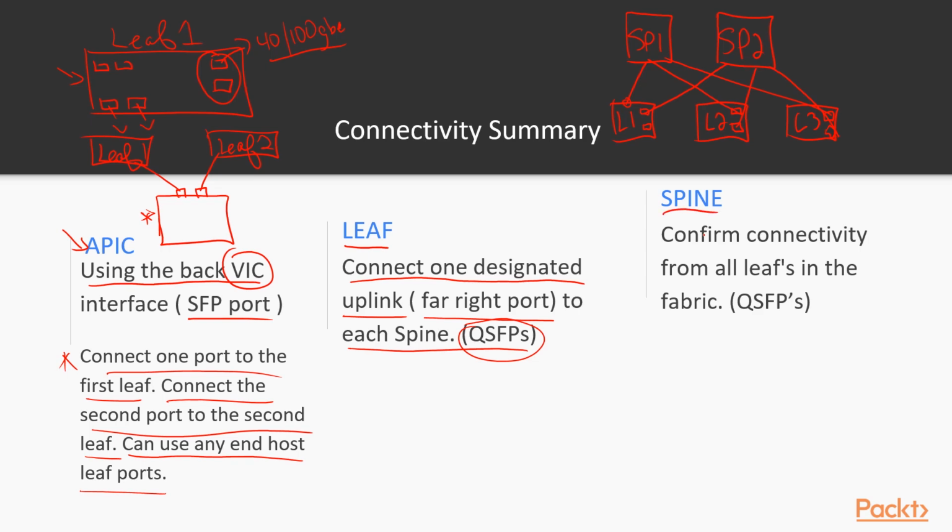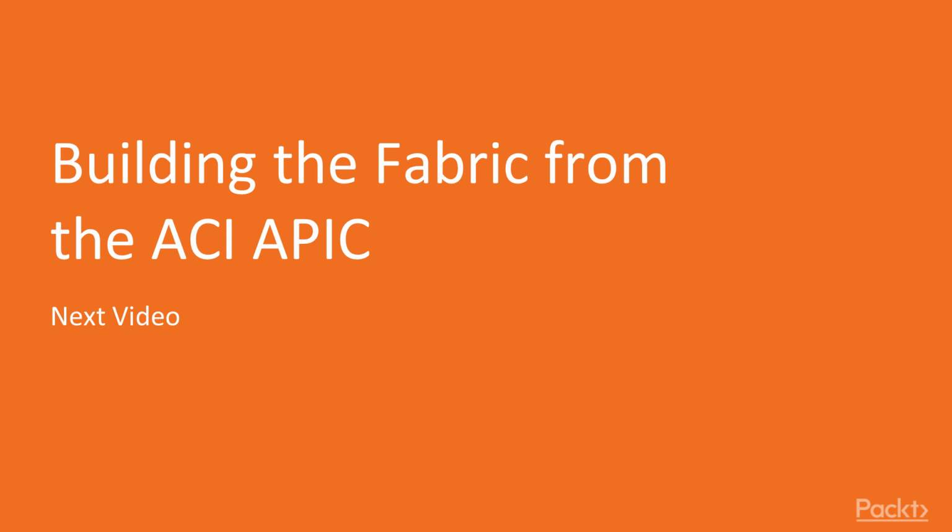And finally, the spines. We just need to confirm what we just talked about. We need to make sure that we have connectivity from all leaves in the fabric. We want to make sure that every single leaf has an uplink to the spine, okay? Alrighty, so let's go ahead and continue to our next video. Okay, everyone, in our next video, we're going to build the fabric from the ACI APIC. Thank you for watching.